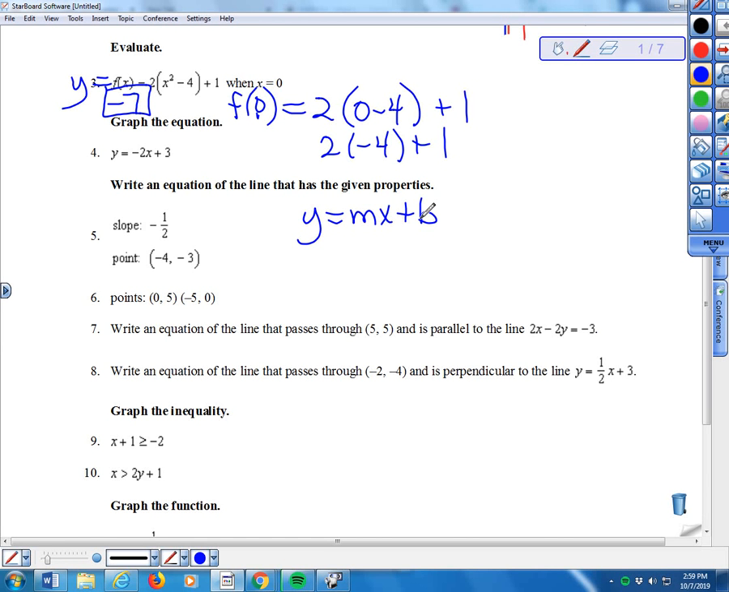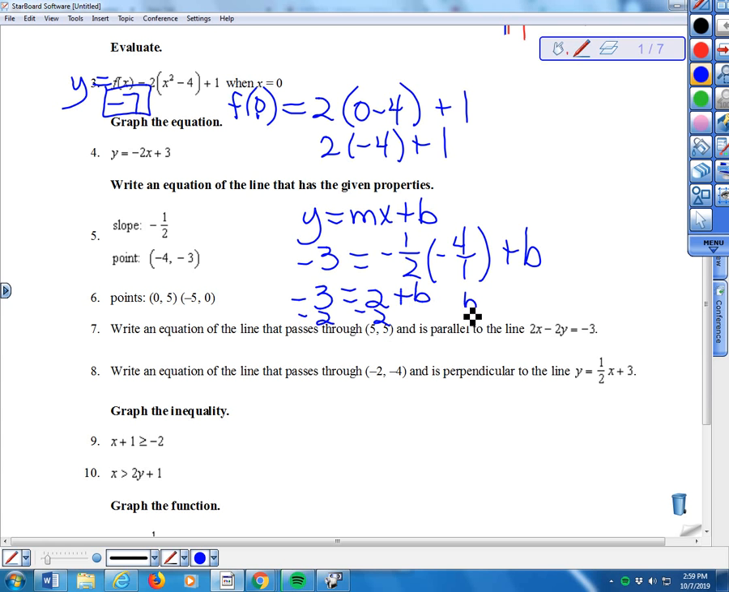So I have y, m, and x, but I don't have b, so that's what I need to solve for. So negative 3 equals negative 1/2 times negative 4 plus b. Well, what's negative 1/2 times negative 4? Positive 2. So I have negative 3 equals 2 plus b. Subtract 2. B is equal to negative 5.